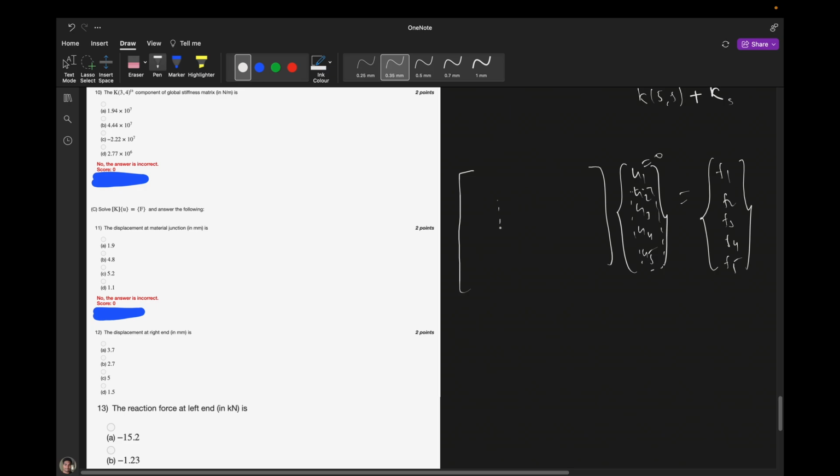Which means that we need to solve this partitioned matrix, that is 4 by 4. And what are known here? F2 is 0, F3 is 10 kilonewton, F4 is 0, F5 is 0. So here you can see that there are 4 equations and 4 unknowns.